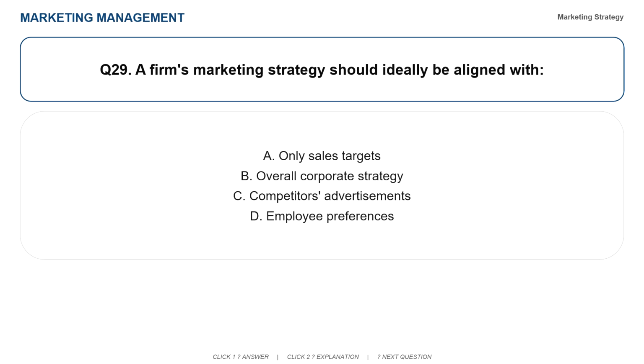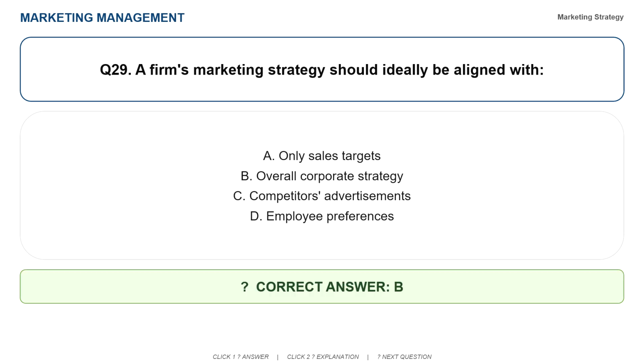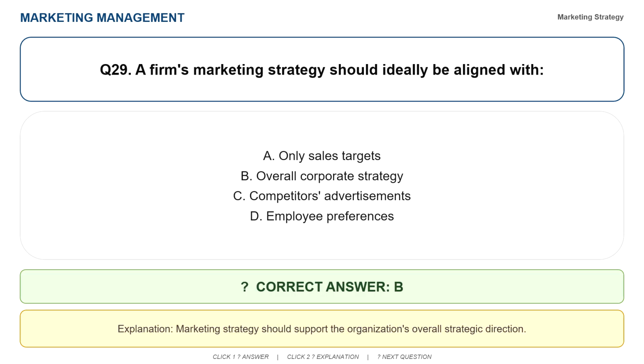Question 29. A firm's marketing strategy should ideally be aligned with: Option A, only sales targets. Option B, overall corporate strategy. Option C, competitors' advertisements. Option D, employee preferences. The correct answer is B. Explanation. Marketing strategy should support the organization's overall strategic direction.